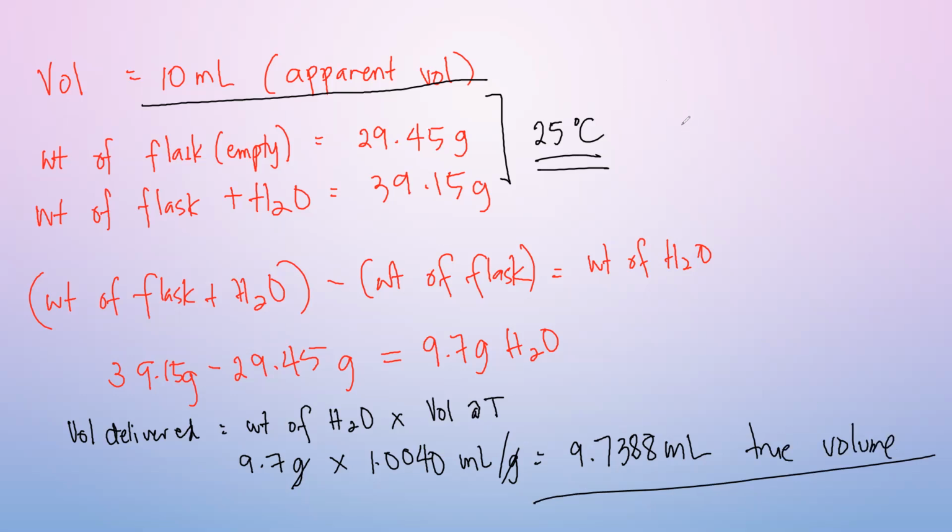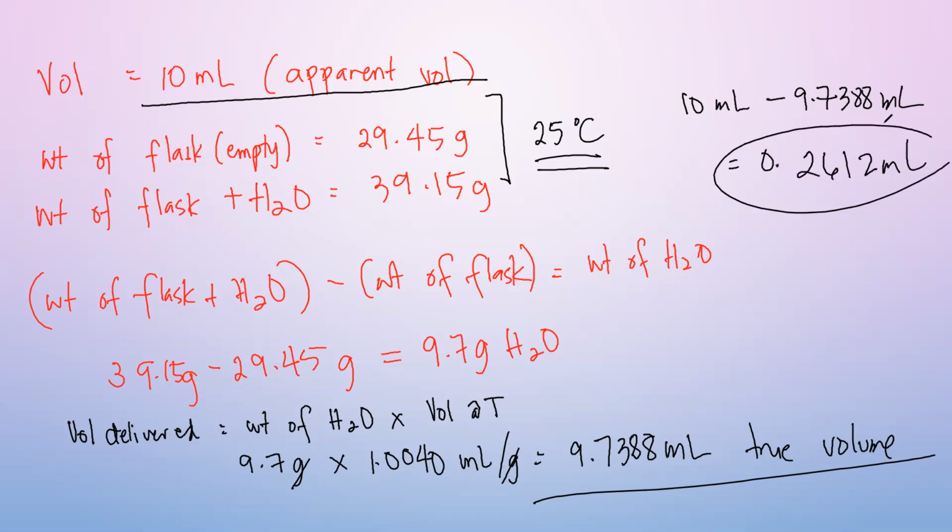Now, you will get the difference between the true volume and the apparent volume. So this is just 10 ml minus 9.7388 ml. What is their difference? 10 minus 9.7388 is 0.2612 ml. Take note of the difference ha.